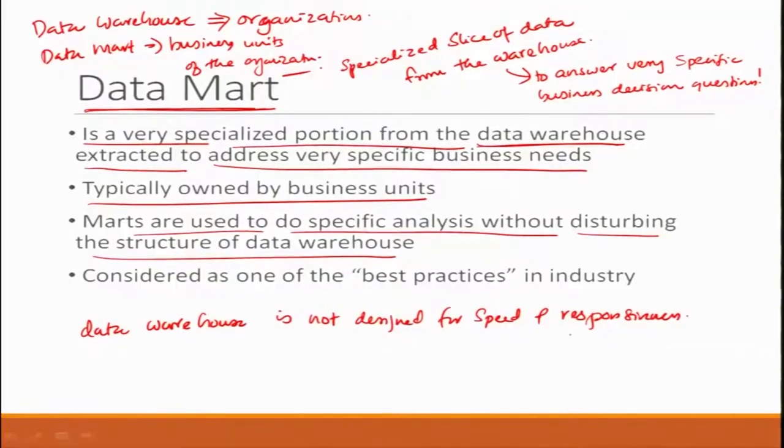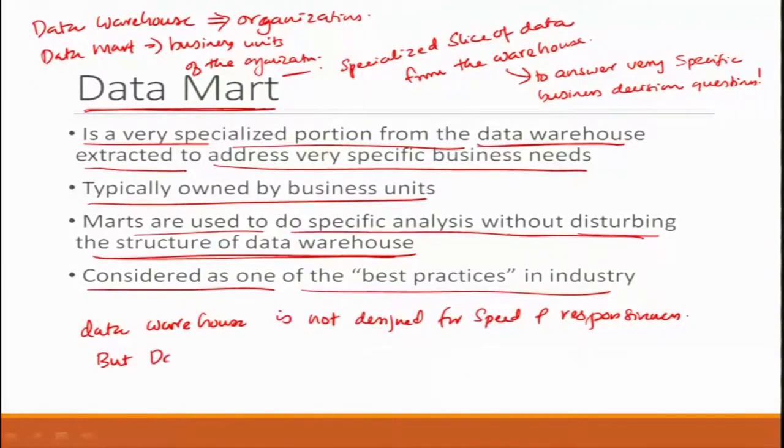Whereas, in the data mart, you are anyway doing specific analysis and you do not want to disturb the structure of the data warehouse. So, then you can take a very specialized cut from the data warehouse and then use it. Okay. And data mart is considered as one of the best practices in the industry.